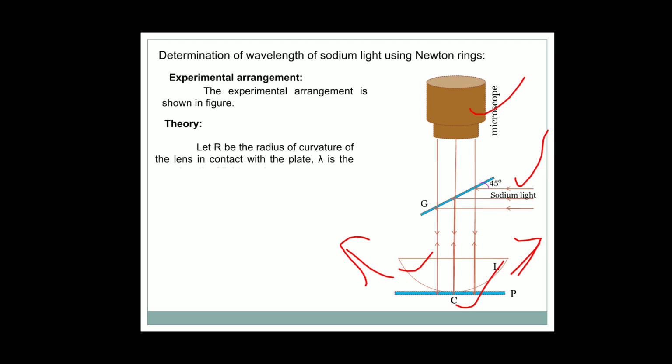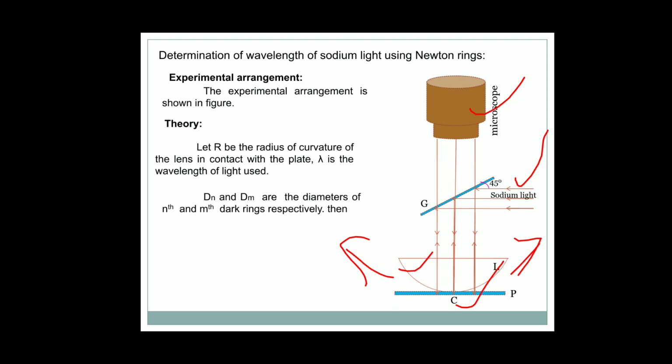So by using this experimental procedure, how can we determine the wavelength of light? Let R be the radius of curvature of the plano convex lens, which is very large, and lambda is the wavelength of light used, maybe yellow sodium light. And Dn and Dm are the diameters of the nth and mth rings.